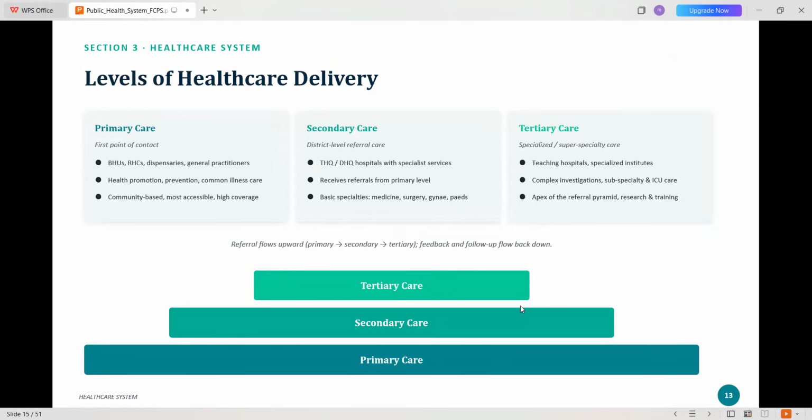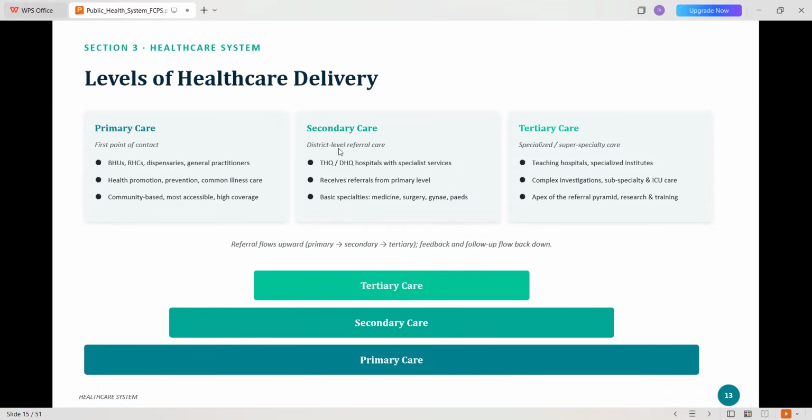Next are the levels of healthcare delivery, which are primary, secondary, and tertiary. Primary is the first point of contact, which includes BHU, RHC, dispensary, and general practitioner. It covers health promotion, prevention, and common illness care. It is community-based, most accessible, and has high coverage.